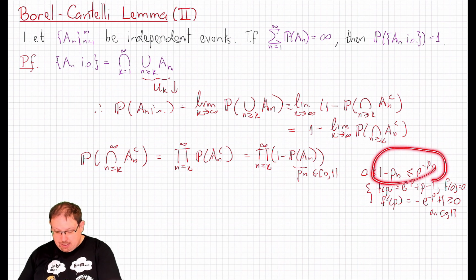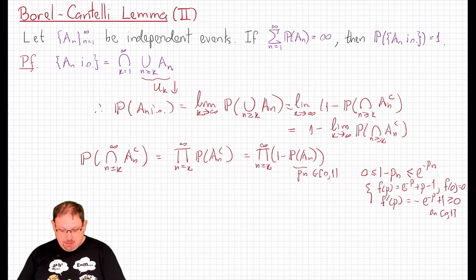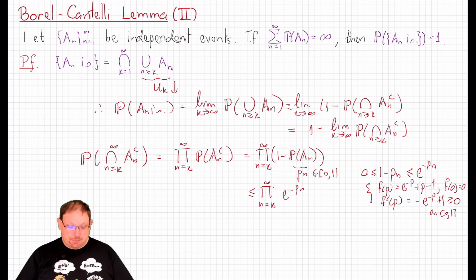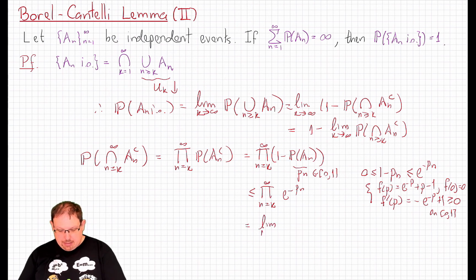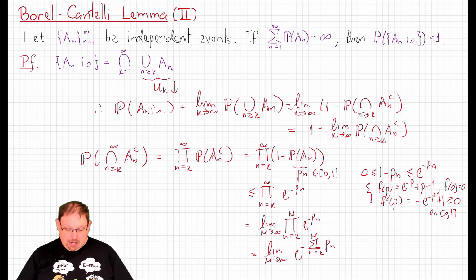And so therefore, this product, as you can easily work out using the limit definition, will be less than or equal to the product, n going from k up to infinity, of e to the minus P_n. Well, let's write out what that means as a limit. That is the limit as capital M goes to infinity of the product, n going from k up to capital M, of e to the minus P_n. And now by properties of exponentials, this is the limit as M goes to infinity of e to the minus the sum, n going from k up to capital M, of P_n.